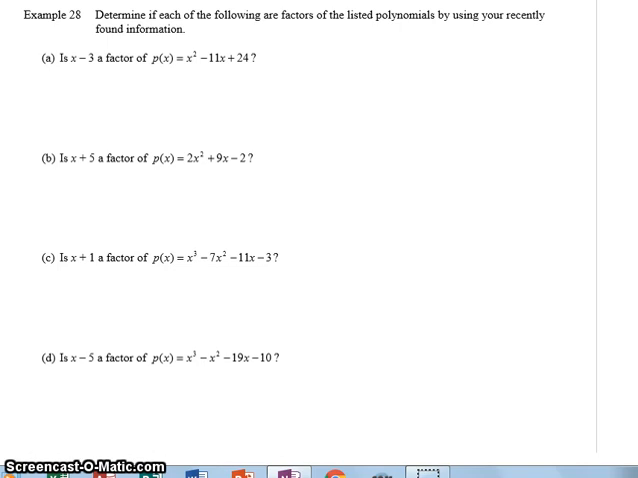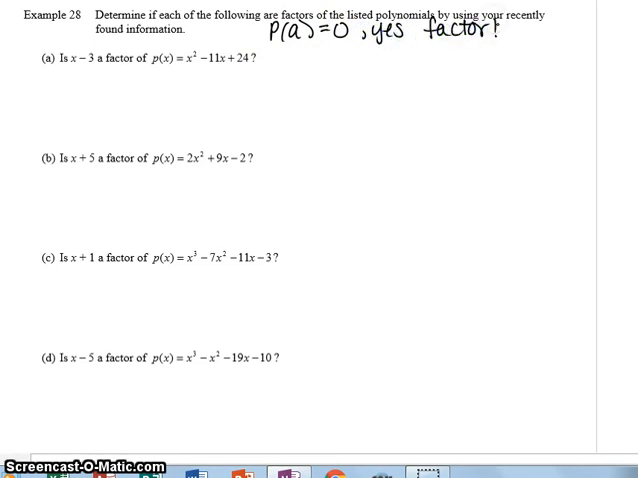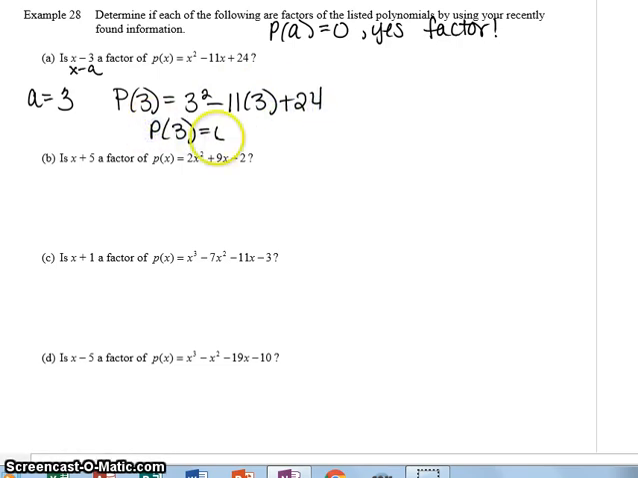Determine if each of the following are factors of the listed polynomial by using your recently found information. Okay, so remember, if P of A is equal to 0, then yes, we know it's a factor. Okay, that's the shortcut. All right, so ready? This is x minus A, so this is telling me A is positive 3. So P of 3, you go evaluate it. 3 squared minus 11 times 3 plus 24. P of 3 ends up being 0. Okay, you're just going to the calculator, you're storing it, doing something.